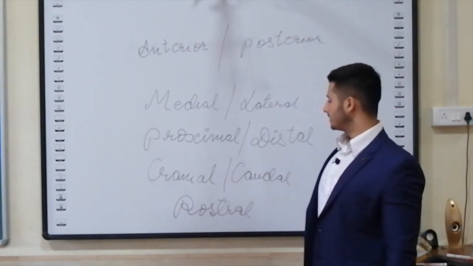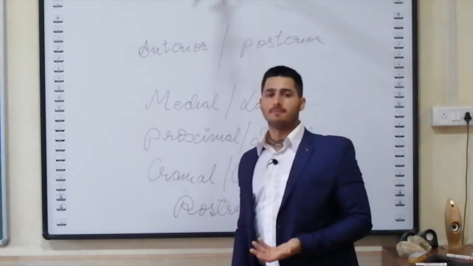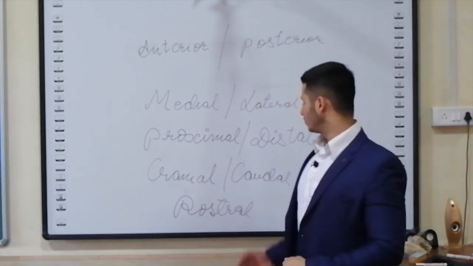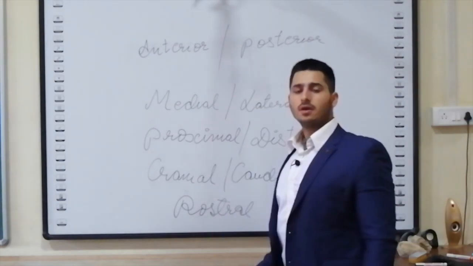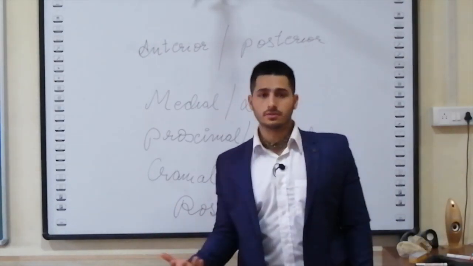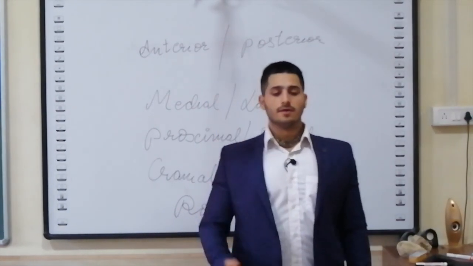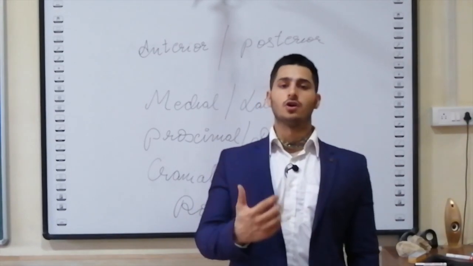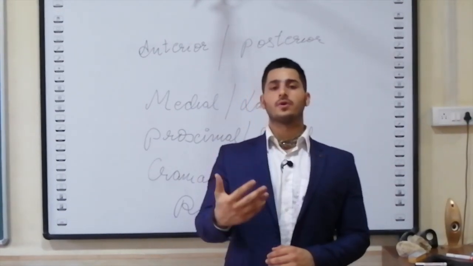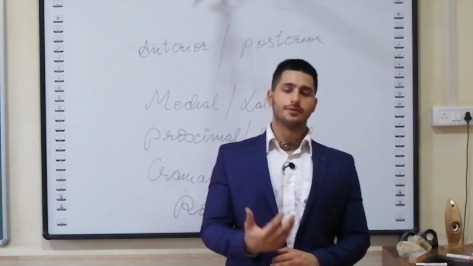Then we move on to cranial and caudal. Cranial means towards the head, the cranium, and caudal is towards the tail, towards the end. Now the term rostral is used in the head and with respect to the nose. For example, our forebrain is rostral to our hindbrain.